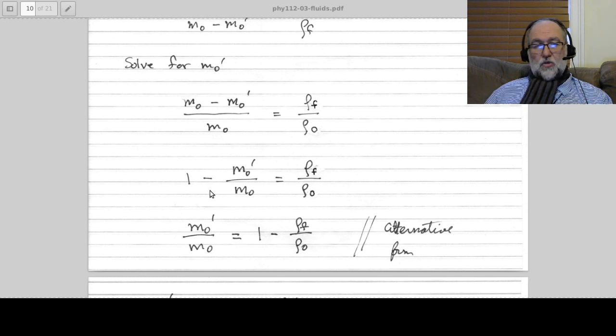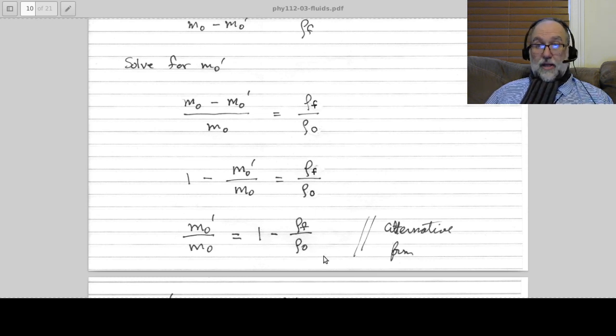And then let me just rearrange this. Let me, what did I do here? I subtracted rho f over rho o from both sides, and I added m naught primed divided by m naught. Just a little bit of algebra in here. Okay, I guess I went a little quick because I did two steps in one. But basically, I isolated the m naught primed divided by m naught. Okay, and that's going to equal 1 minus rho F over rho O, like that.